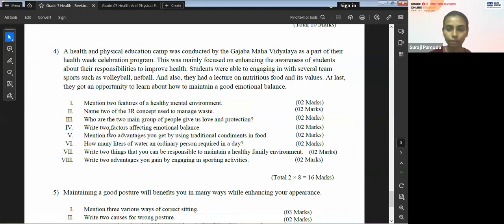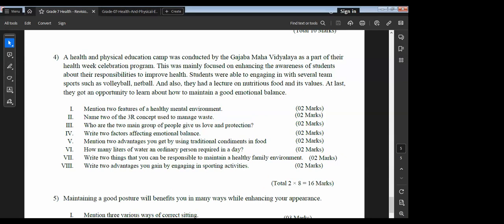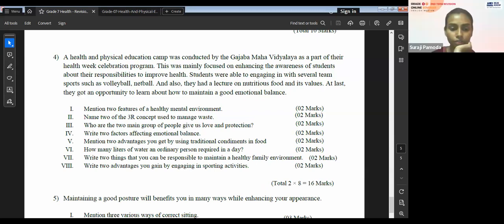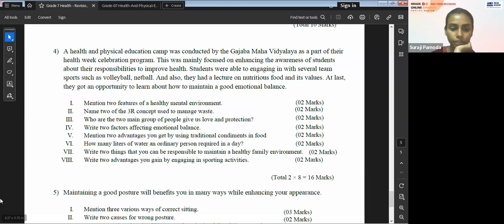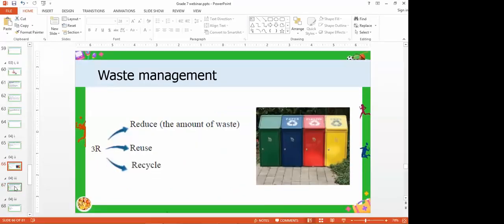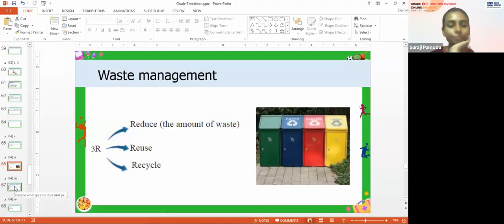Okay? Right. The third one is, who are the two main groups of people who give us love and protection? So tell me, two main groups of people. Love and protection, then two main groups. Teachers. Yes. Family. Sorry? Family. Okay. Two persons. Sorry? Strangers.